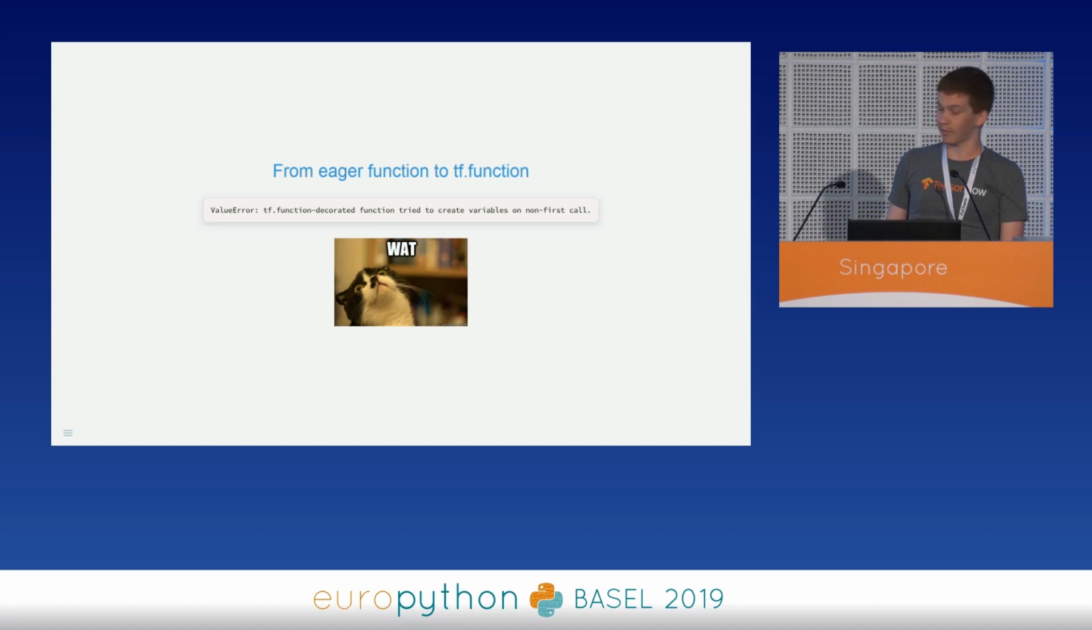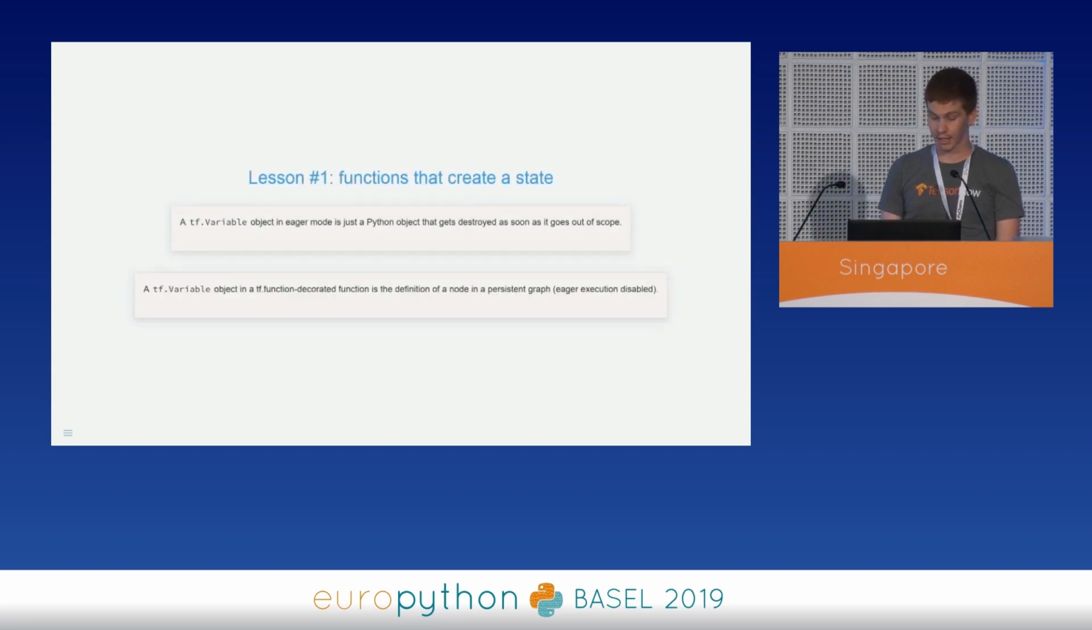This first exception brings us to our first lesson of this talk. And this is the lesson. A tf.Variable object in eager mode is just a Python object that gets destroyed as soon as it goes out of scope. And that's why the function worked correctly in eager mode. But a tf.Variable in a tf.function decorated function is the definition of a node in a persistent graph, since eager execution is disabled in that context. So since the graph is persistent, we can't define a variable every time we call the function.